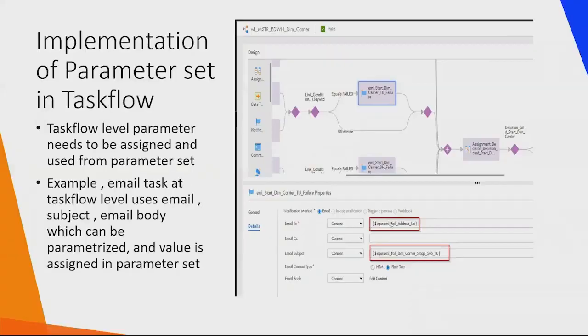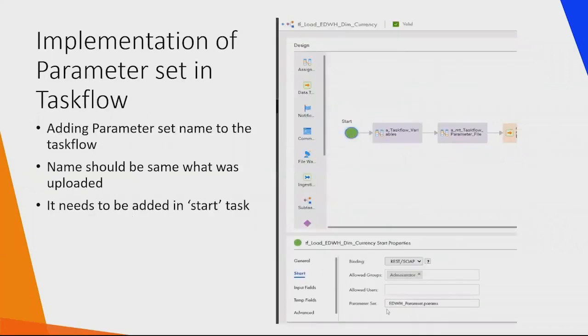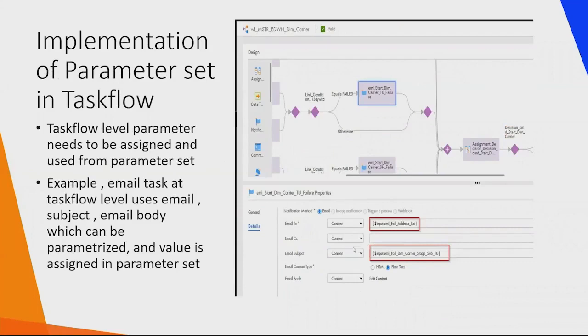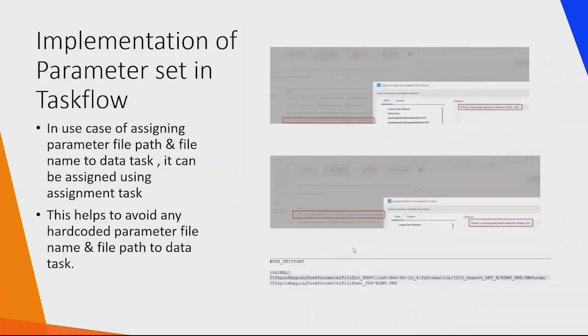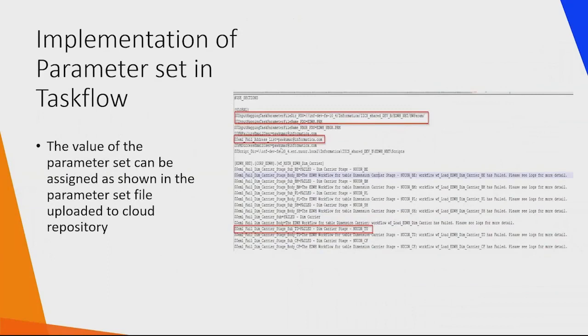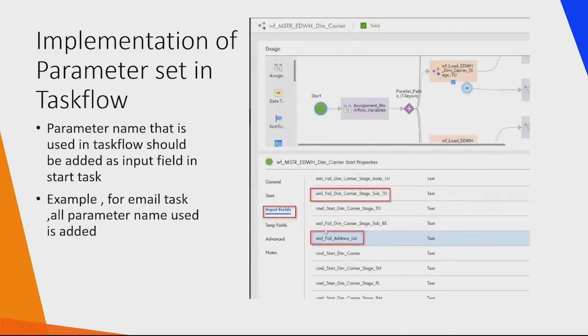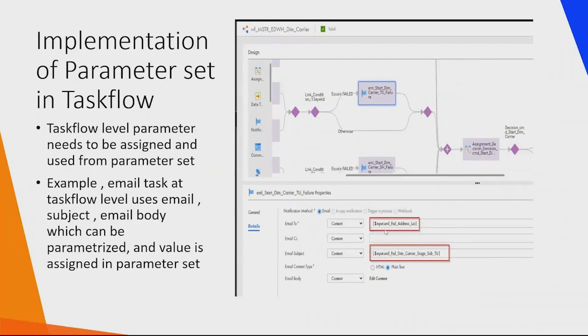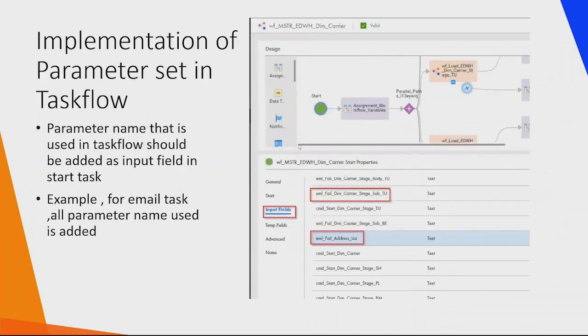So values for these parameters will be taken from the parameter set which you have defined over here. Just to give you an example, let's say this is the parameter set which has been uploaded. If you see, the parameter name and its value have been passed in this uploaded parameter set, and this is another parameter and its value. So they will be read directly from that parameter set. Obviously, you have to define this at the start task level.